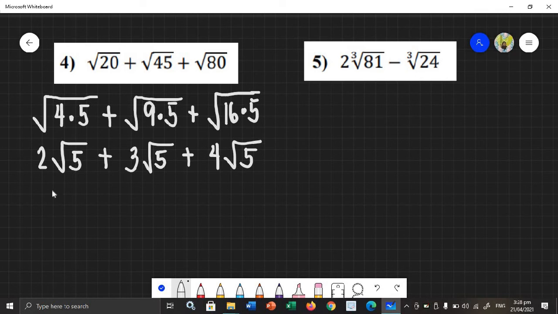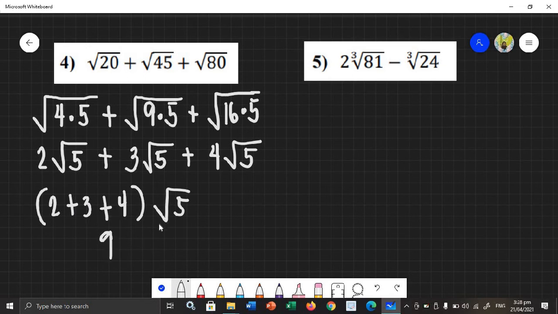Okay? So, we have 2 plus 3 plus 4, and then copy natin yung radical, which is square root of 5. 2 plus 3 plus 4, that will result to 9. And then, copy natin yung radical, square root of 5. The answer now, for example, number 4 is 9 square root of 5.